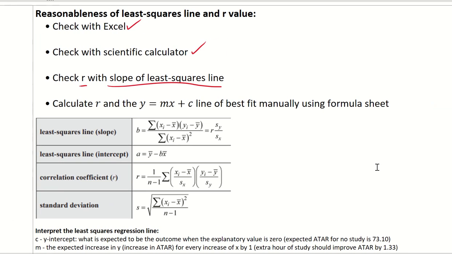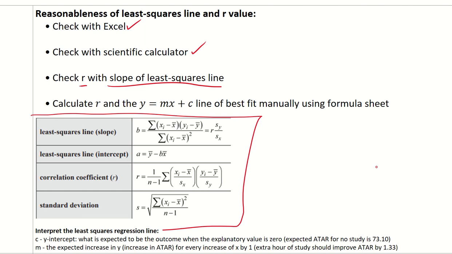Some teachers are particularly keen about you doing things manually to check as well. So you can actually calculate R and the equation of the line of best fit or the least squared line manually using these formulas on your formula sheet. So if your teacher's shown you how to do these formulas, it'd be a great idea for you to also do that on the exam, the internal exams, and on your PSMT.